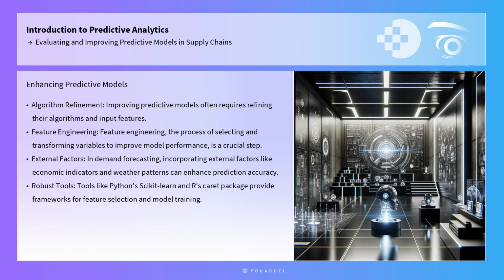Tools like Python's scikit-learn and R's caret package provide robust frameworks for feature selection and model training, enabling analysts to experiment with different variables and algorithms.